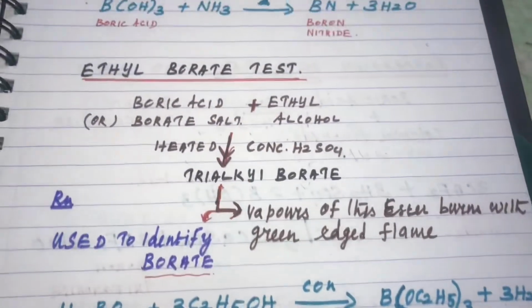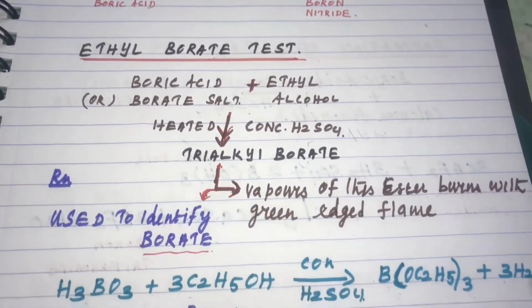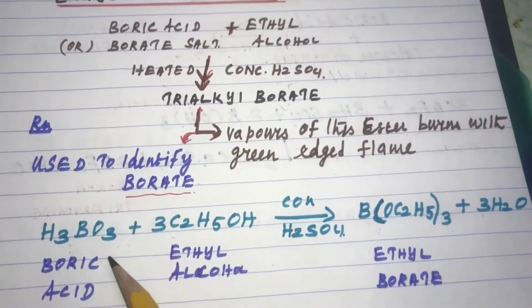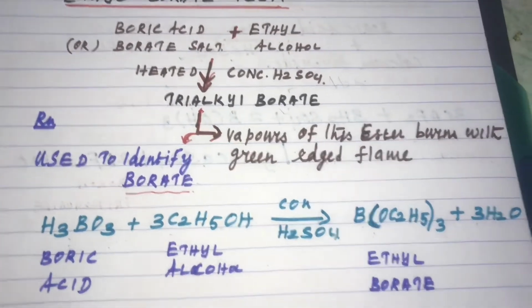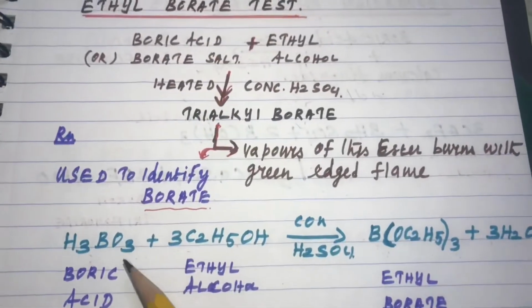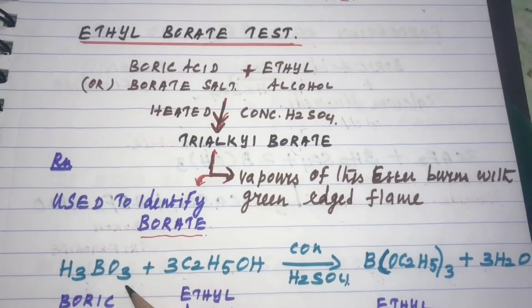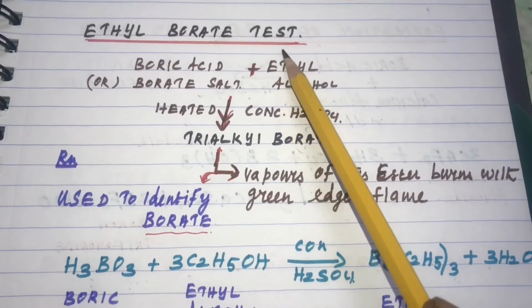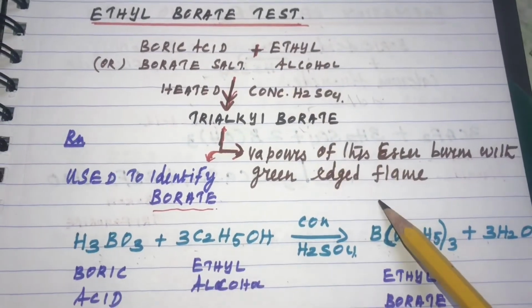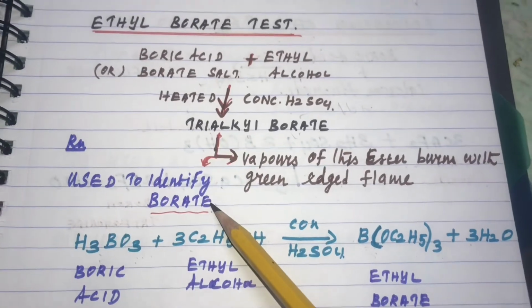This is called the ethyl borate test, or the reaction of boric acid with ethyl alcohol. It is given as a chemical property, the reaction of boric acid with ethyl alcohol. So, in the name of the ethyl borate test, it is one of the lab tests to identify borate.